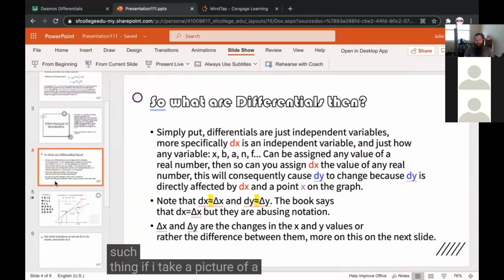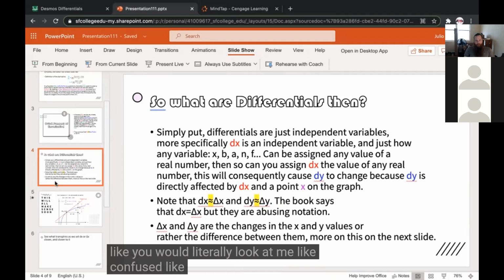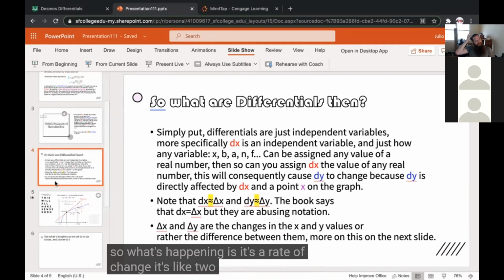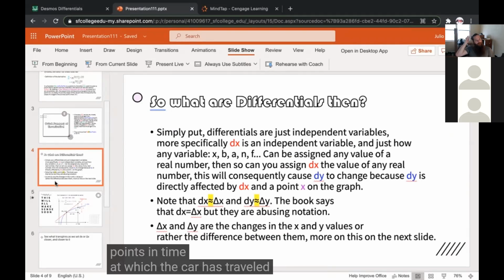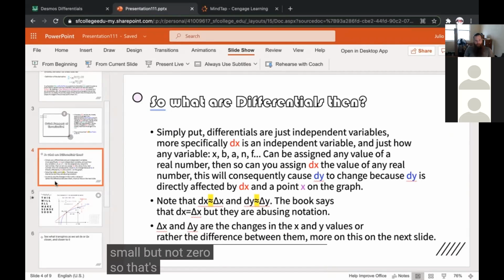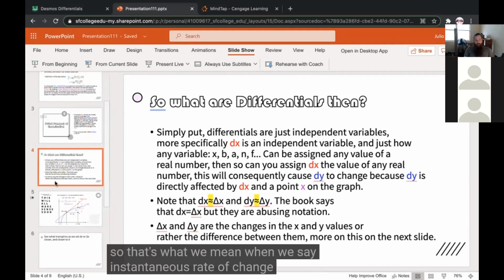If I take a picture of a car, show it to you, and ask you how fast is the car going, you will literally look at me confused, the car is stopped. It's literally not moving at all because it's not even a video, it's a picture. So what's happening is it's a rate of change. We're taking a rate of change between 2 points in time at which the car has traveled a certain distance, where the difference in time between these 2 points is extremely small, but not 0. So that's what we mean when we say instantaneous rate of change.